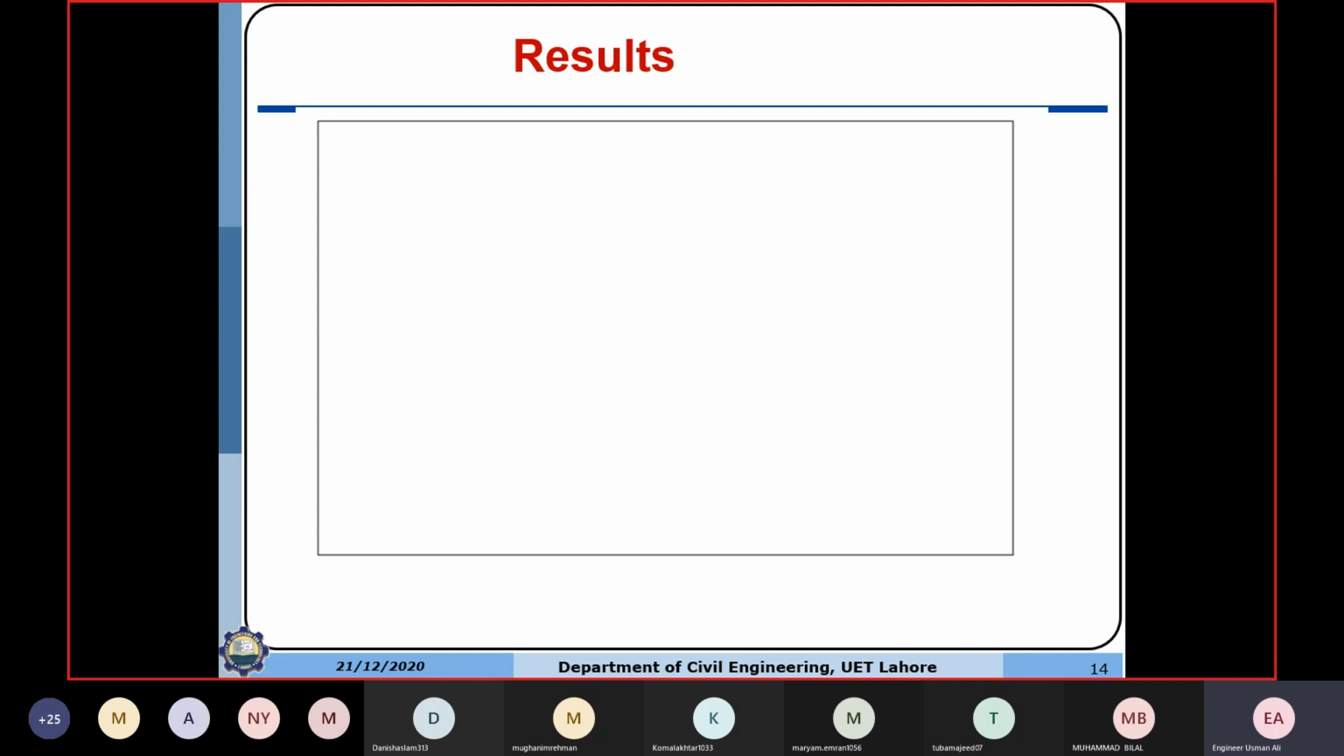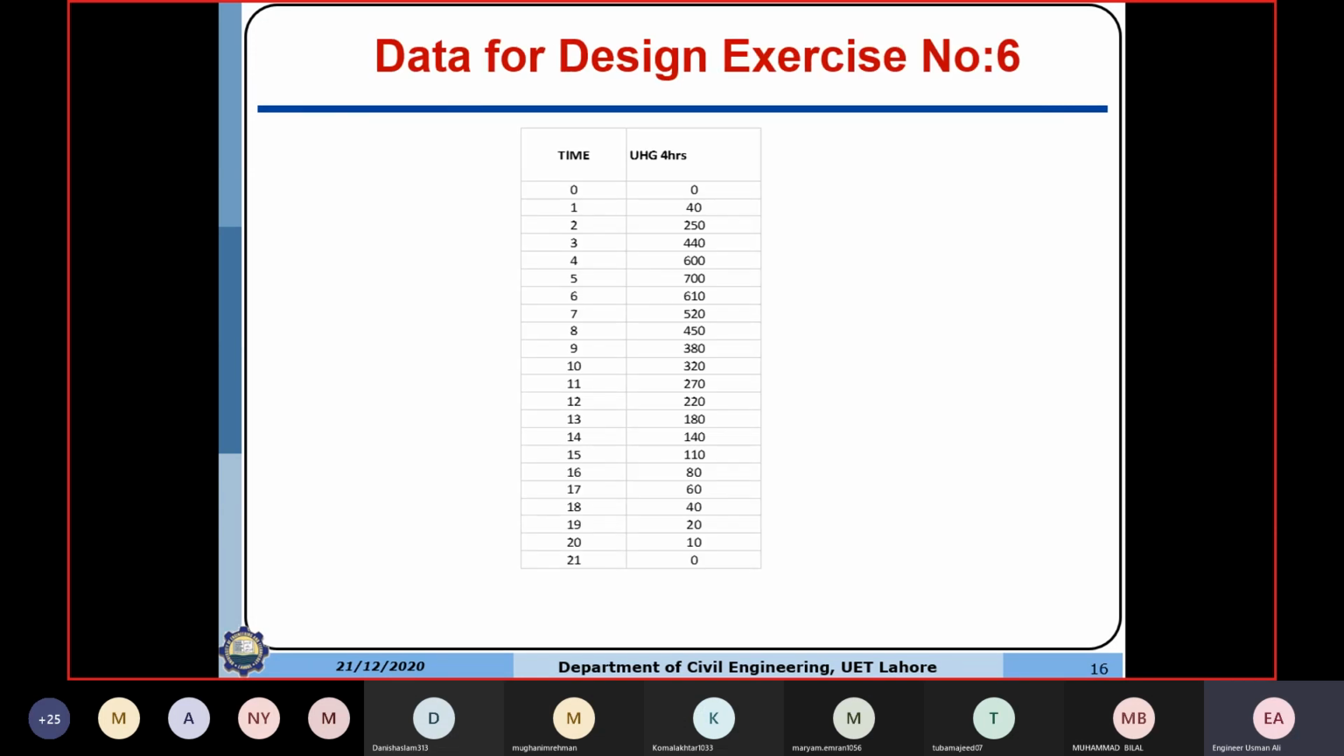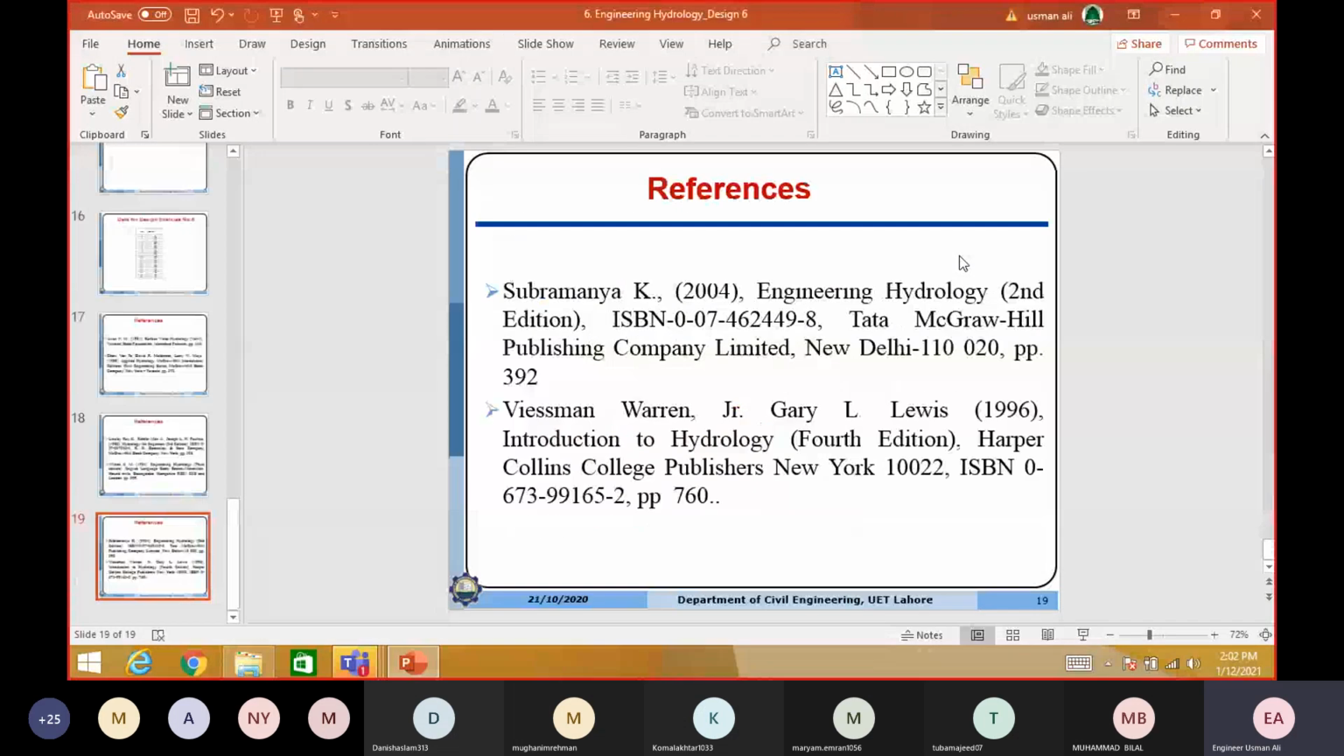So these results you should mention, and then accordingly you have to comment on the results. The reasons of this variation must be mentioned. So this is about design exercise number 3.